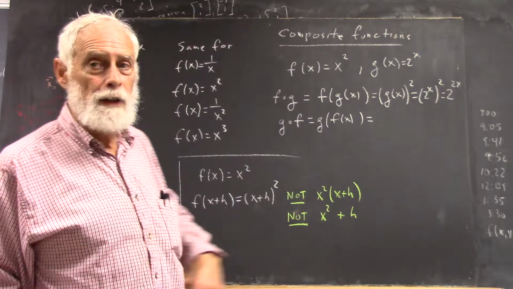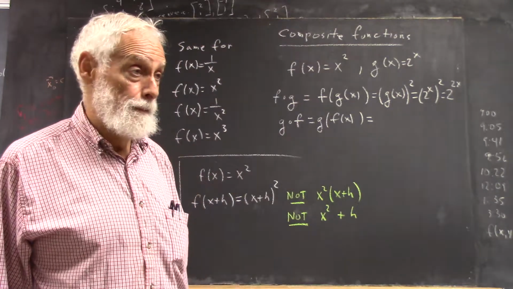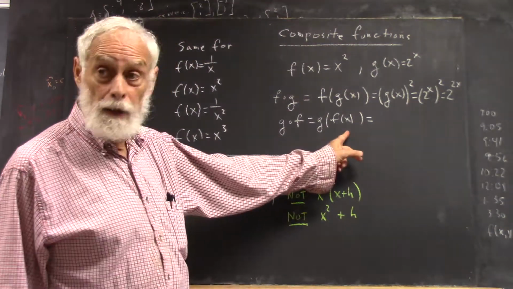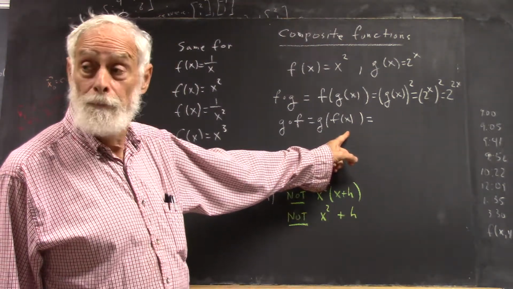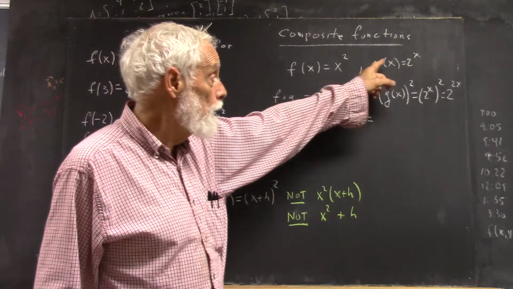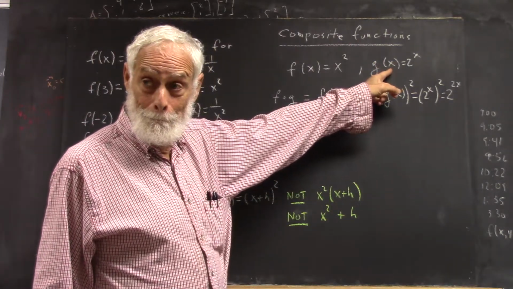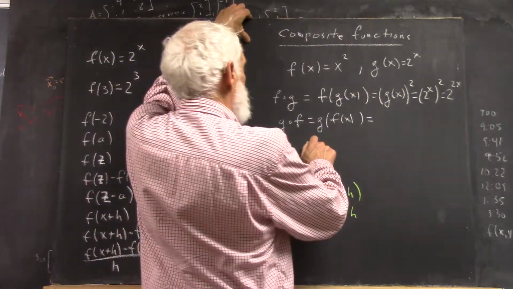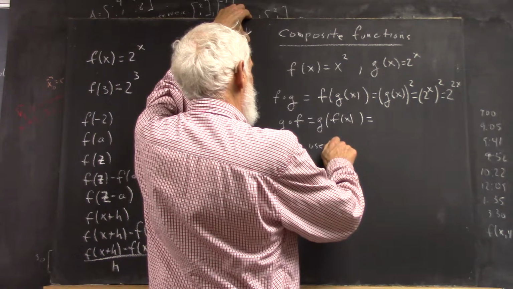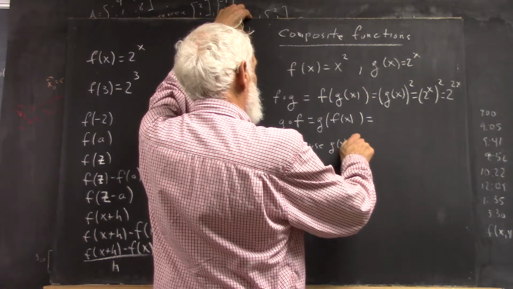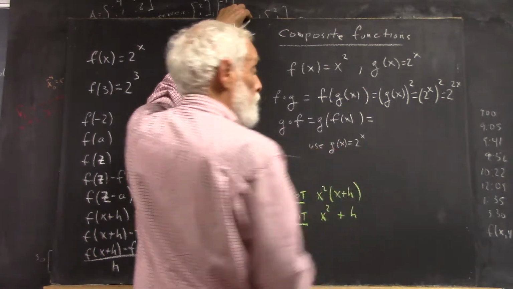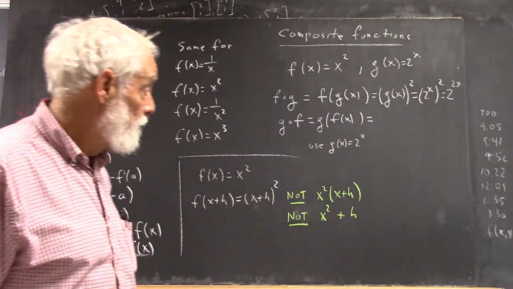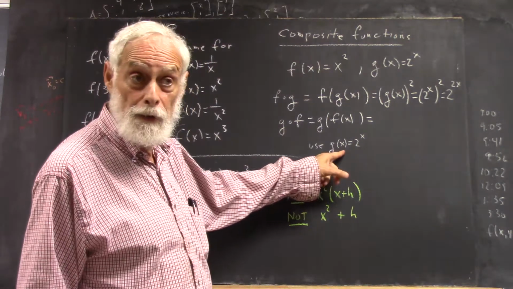Well, what function is being applied to what? G is being applied to the expression F of X, right? Now we have a rule for G of X, right? So here we use the fact that G of X equals 2 to the X, right? Because it's G that we're trying to evaluate. So now, what has replaced X?